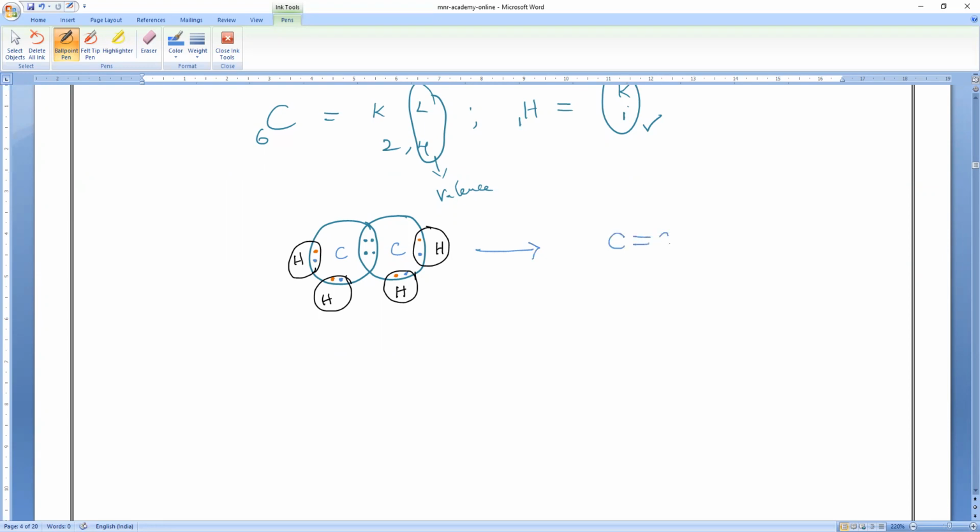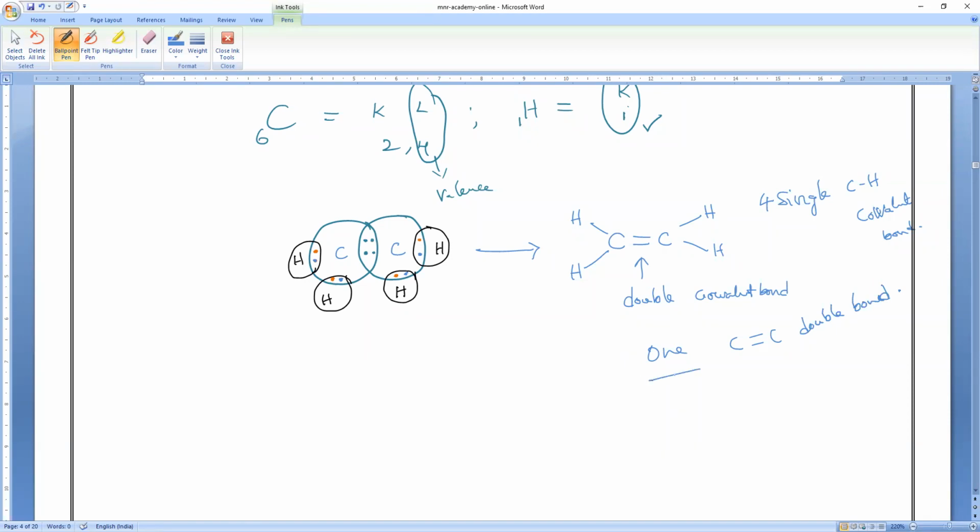So between the carbons it will form a double bond. This is a double covalent bond, and each hydrogen will form a single bond. So this is how the structure will come. Is it okay, guys? So how many single bonds are there? 4 single C-H covalent bonds and one double bond, one C=C double bond. That is the number of bonds.